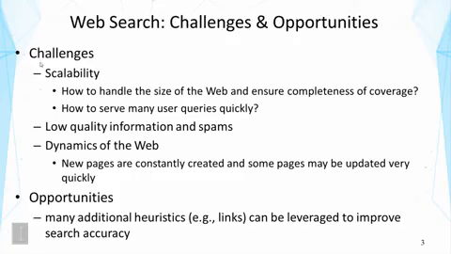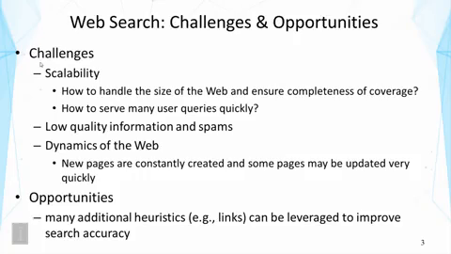On the other hand, there are also some interesting opportunities that we can leverage to improve the search results. There are many additional heuristics, for example, using links that we can leverage to improve scoring. Now, the algorithms that we talked about, such as the vector space model, are general algorithms. They can be applied to any search applications, so that's the advantage. On the other hand, they also don't take advantage of special characteristics of pages or documents in a specific application, such as web search.